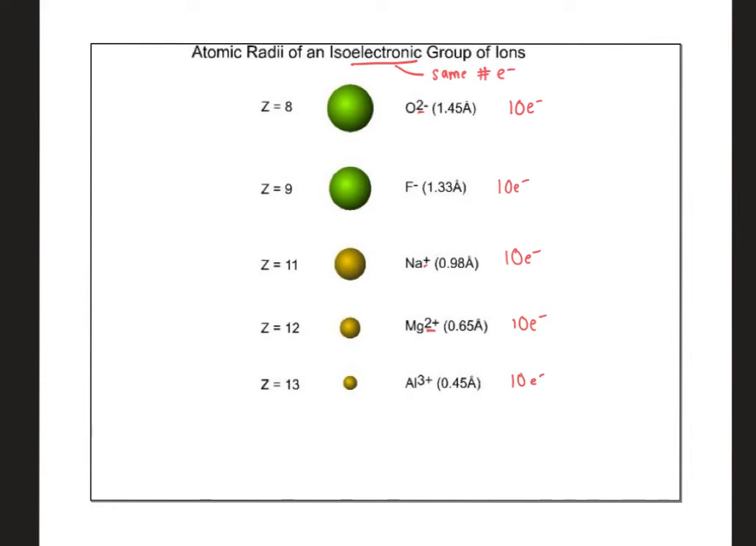And what we notice is that even though these all have 10 electrons, the atoms that had to lose electrons are much smaller. The ones that lost more electrons are the smallest in size, and the atoms that gained electrons are bigger in size and bigger in atomic radius.